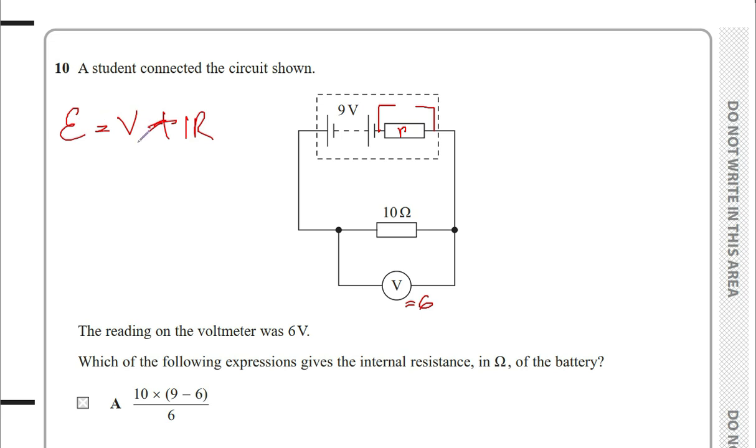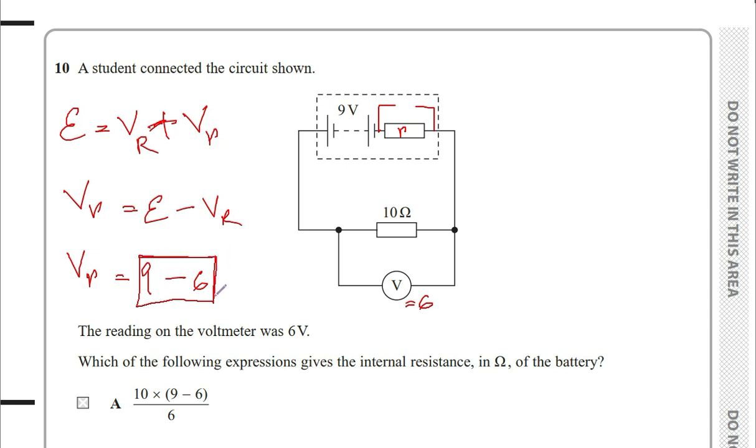So this EMF is shared among the load resistance and the internal resistance, right? So you can write it this way as well, V across load resistance and V across internal resistance. So V across internal resistance should be EMF minus V across load resistance. So potential difference across internal resistance should be EMF is 9 volt minus voltage across load resistance is 6, 9 minus 6. We'll be needing this. That's why I did all of this. This will come in handy shortly.